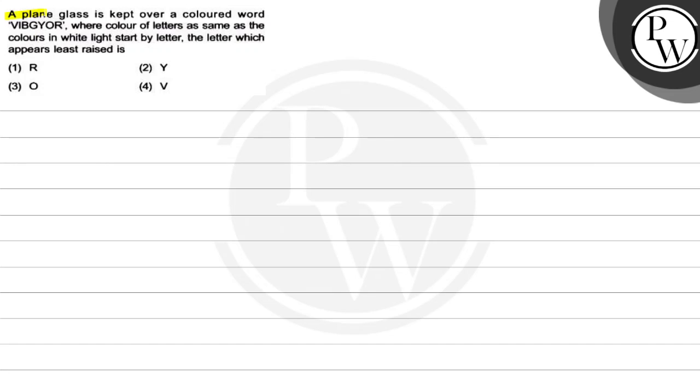Hello bachcho, let us read the question first. And the question is, a plain glass is kept over a colored word VIBGYOR, where the color of letters is the same as the colors in white light, starting by letter. The letter which appears the least raised is, and the options are given as R, O, Y, B. So to solve this question, first we'll write some key concepts here.